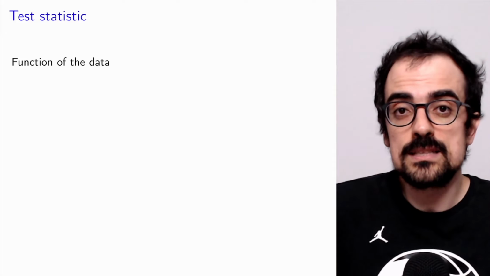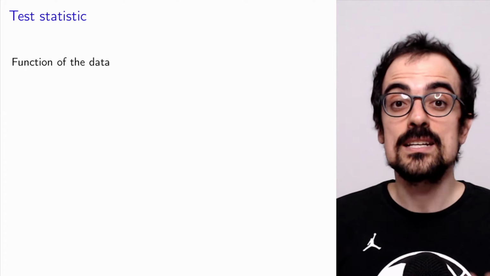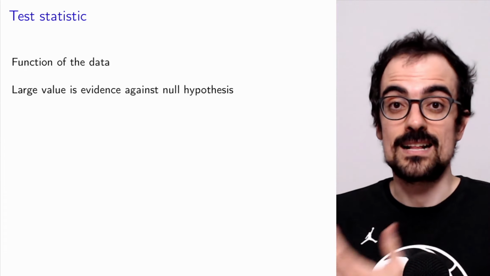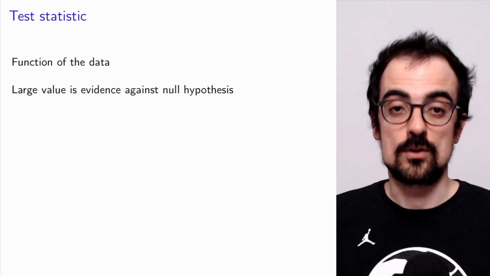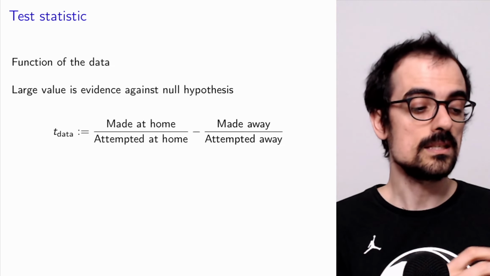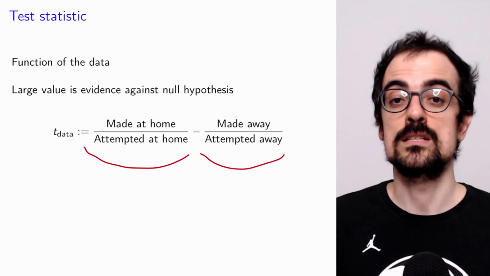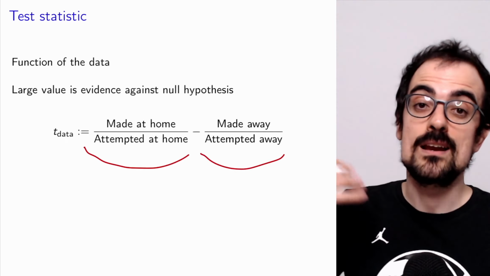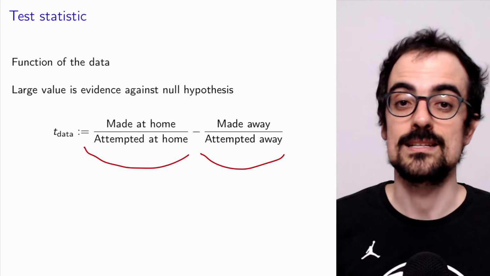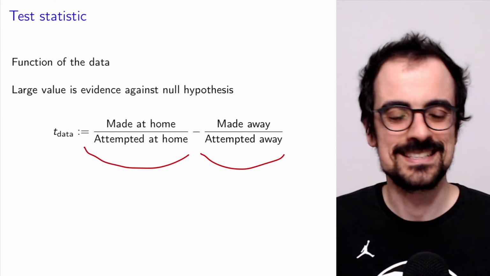Now we have to look at the data to see whether we have evidence against the null hypothesis. The test statistic is a function of the data, which should be large if the null hypothesis does not hold. For example, in the case of Antetokounmpo's free throws, we choose a test statistic which is equal to the free throw percentage at home minus the free throw percentage away. If that difference is very large, then this is obviously evidence against the null hypothesis that his free throw shooting is the same at home and away. I just cannot avoid doing like this when I talk about shooting.